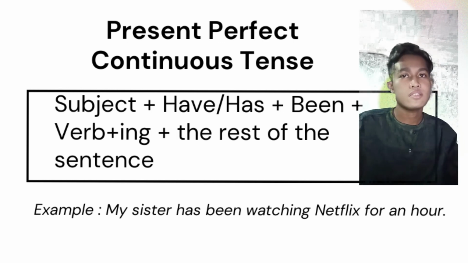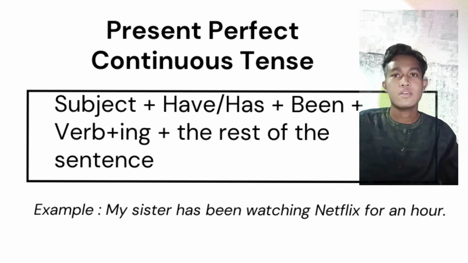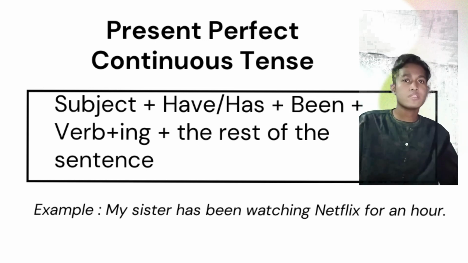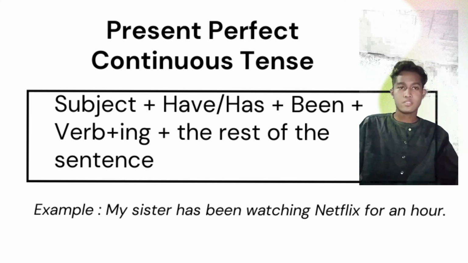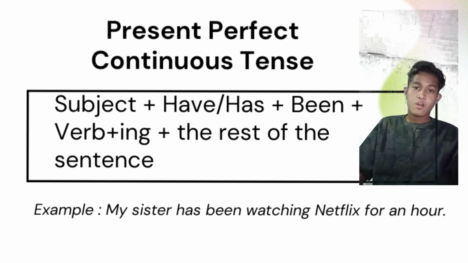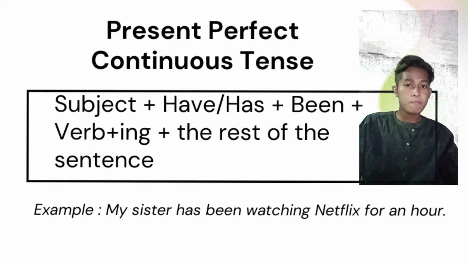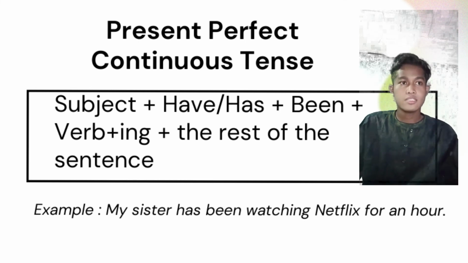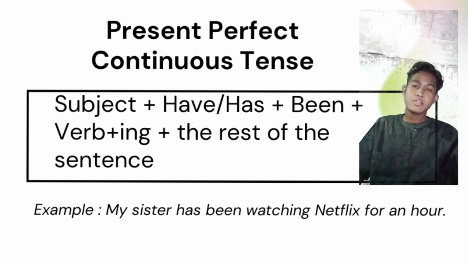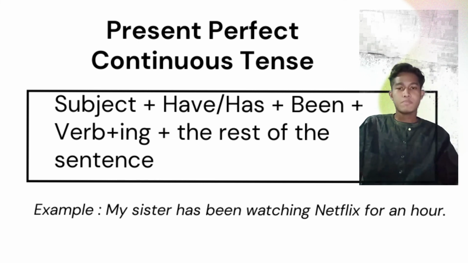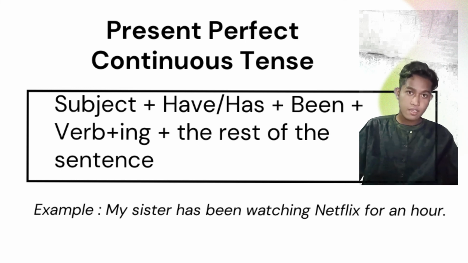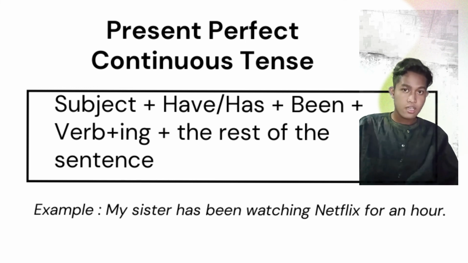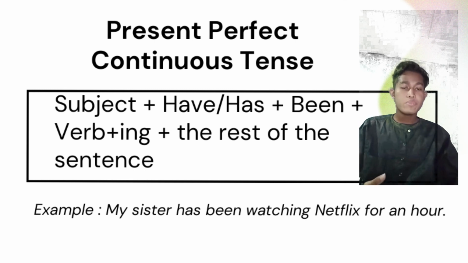And the last is interrogative sentence. For an interrogative sentence, the formula is have or has plus subject plus been plus ing or present participle. For example: has she been diving?